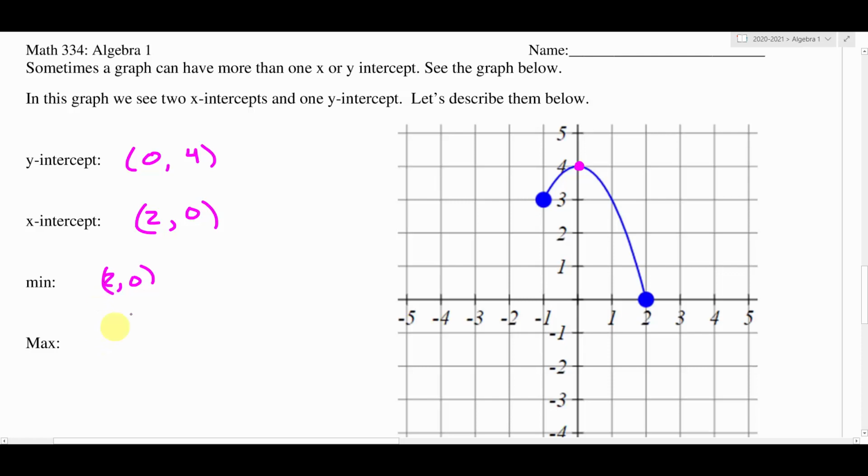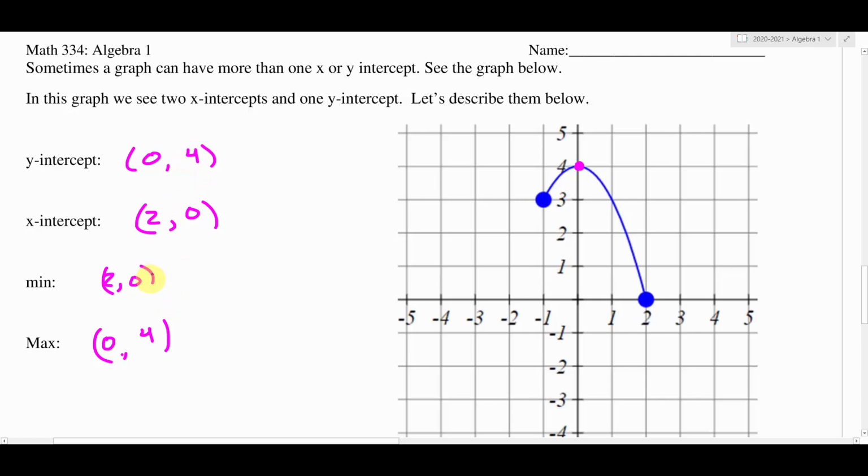Now the maximum is the highest point. Okay, so I'm looking for as high as I go. So I'm going up, up, up, and then I start going down. So that means this must be the highest point because I stop going up and then I start going back down. So that's going to be as high as I can go while I'm on the blue function. So the maximum is at (0, 4), and it's the same thing as the y-intercept.